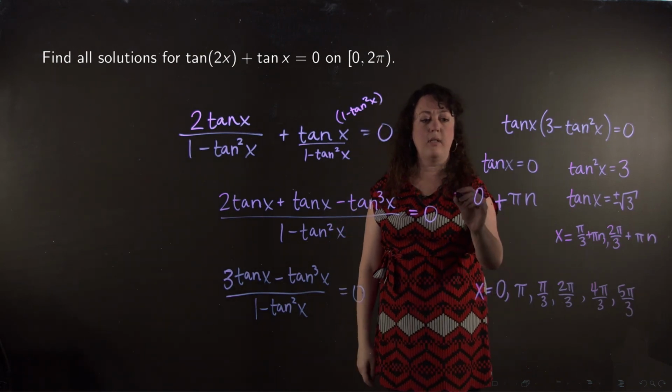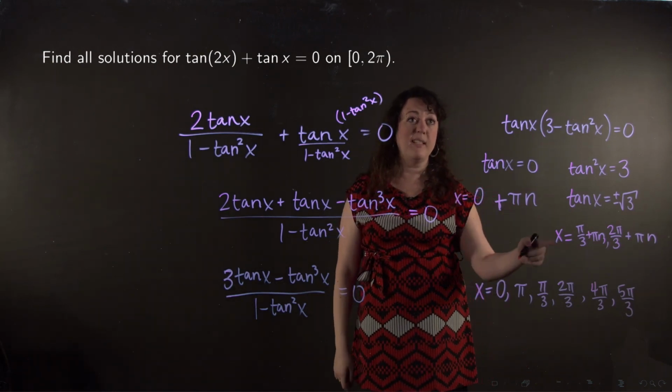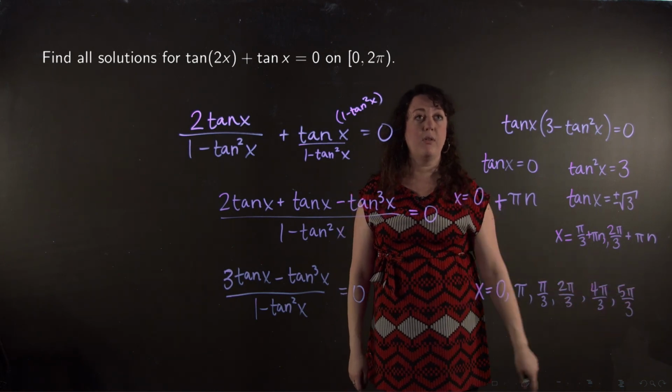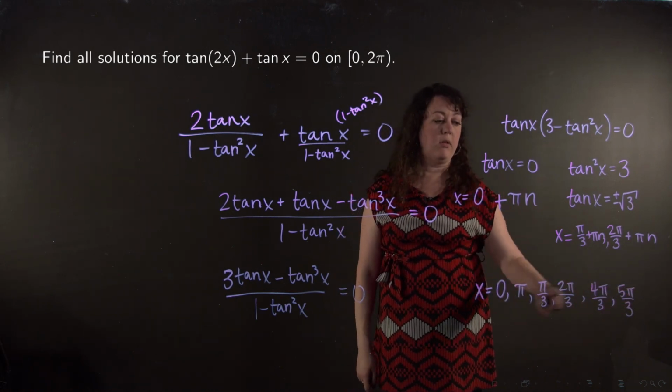So if they'd asked for all possible solutions not on a given interval, we would have listed them like this. Oh, I didn't even put an x equals. We would have listed them like this. But if we're just listing out the ones on that unit circle, the first loop of the unit circle, these are our answers.